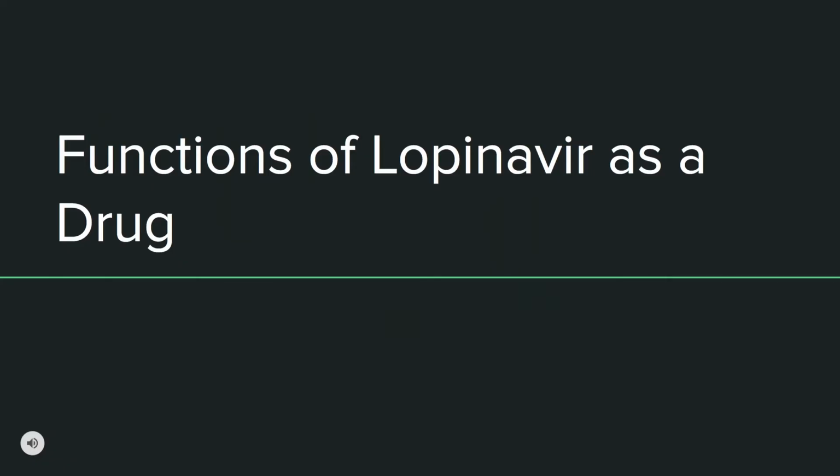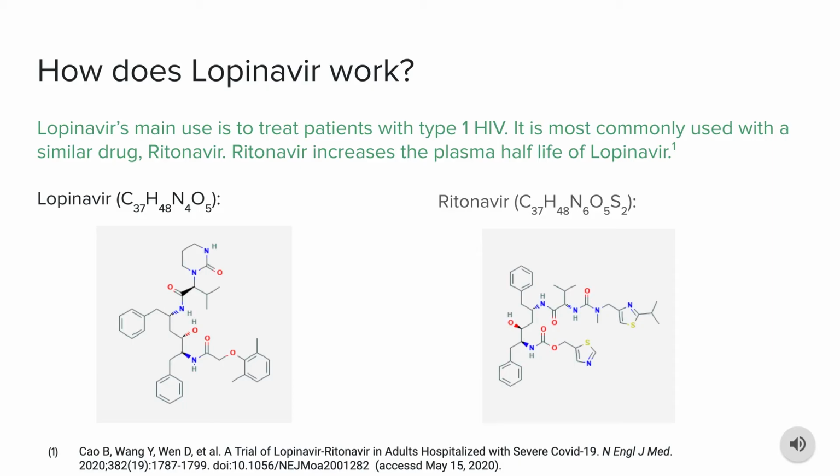Hi everyone, my name is Nellie and Matthew and I will be talking about the functions of lopinavir as a drug. So, lopinavir is mainly used to treat patients with type 1 HIV and it's most commonly used with ritonavir. Ritonavir is a similar drug to lopinavir and you can see that the molecular formulas of the two are not too different. The reason why ritonavir is used together with lopinavir is because it increases the plasma half-life of lopinavir. It makes it a little bit more effective.